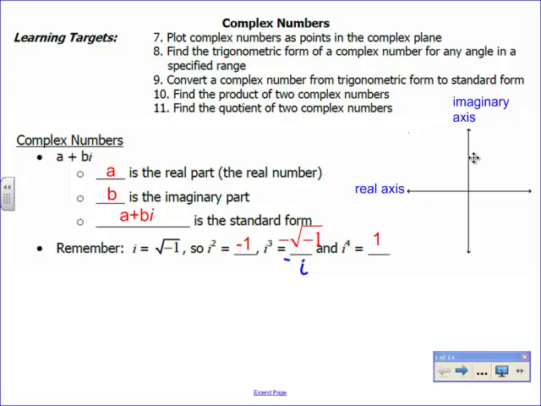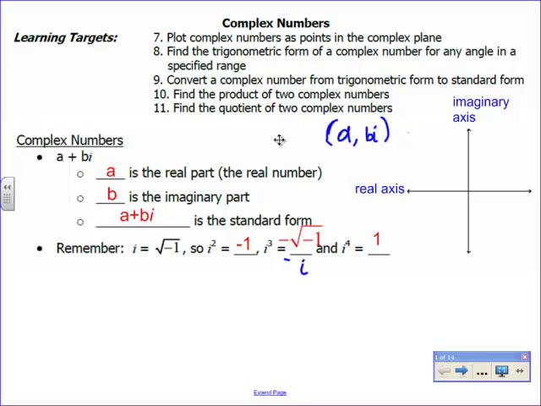Okay, so what you see over to the right is what our new coordinate plane will be for complex numbers. We have the real axis, which is the x-axis, and we have the imaginary axis, which is the y-axis. So your a and your b kind of act like your x and your y. You kind of plot a and then your bi if you're plotting these as points in the complex plane.